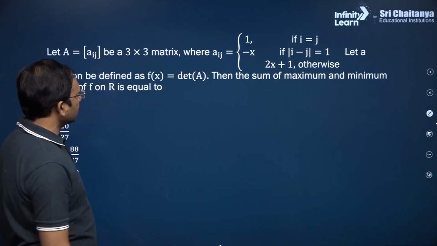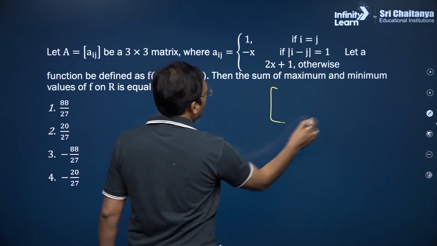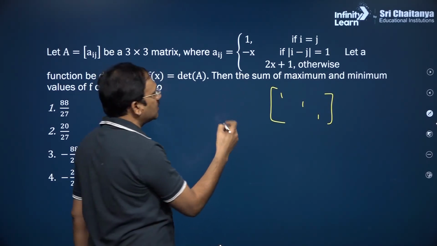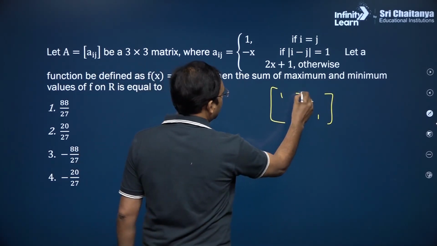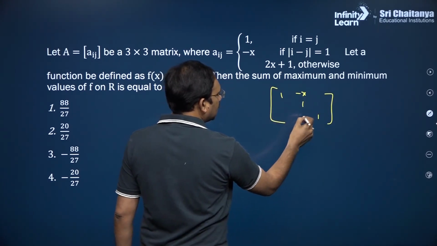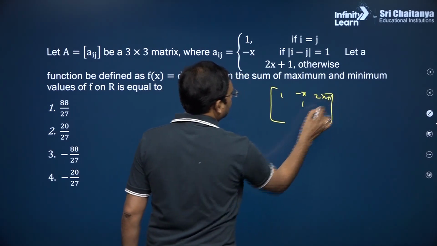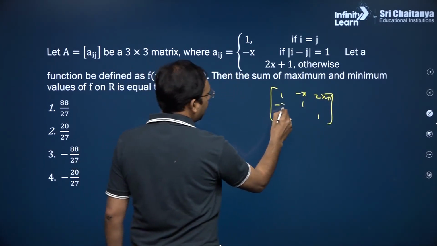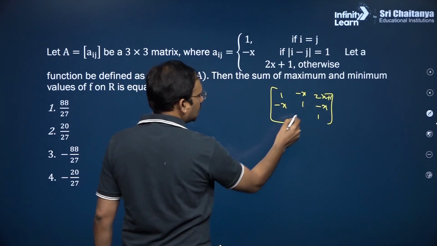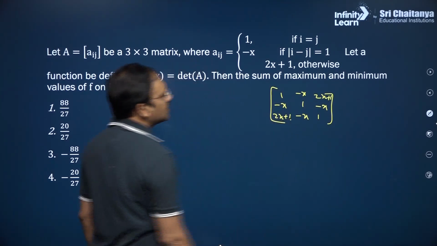Next, my dear friends, Aij is a 3 by 3 matrix where whenever i is equal to j, it is 1. Whenever mod i minus j is 1, it is minus x. So here minus x, here 1 2, 1 3 is 2x plus 1, and this is 2 1 is minus x, 2 2, 2 3 is minus x, this is 3 2 is minus x, this is 2x plus 1, this is the matrix.